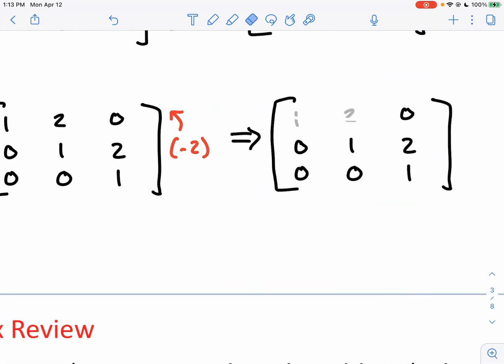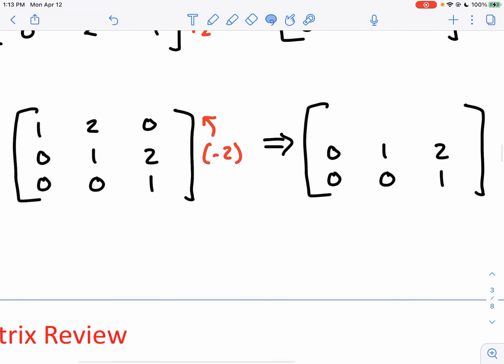Okay, row 1 is targeted for change, so let's erase that. And we do negative 2 times 0. We have to do this row operation to the entire row, by the way. So we do negative 2 times 0, 0, add it to 1, stays 1. Then we do negative 2 times 1 is negative 2, and add that to 2, turns that to 0. And then we do negative 2 times 2 is negative 4, and add it to 0, makes that negative 4. Okay, so the first column is prepped, the second column is prepped.